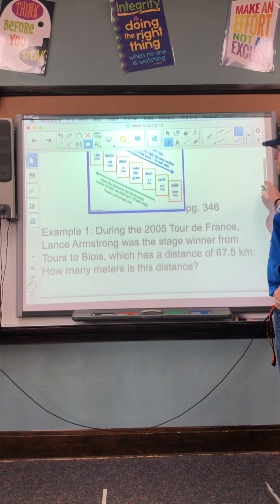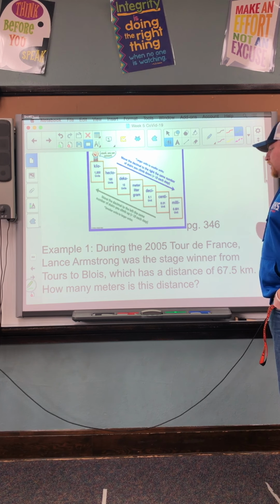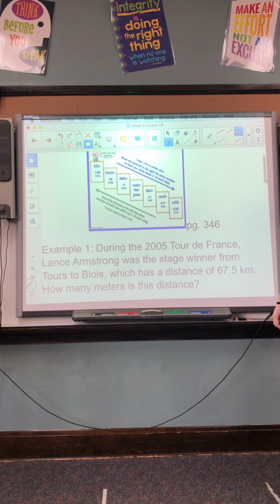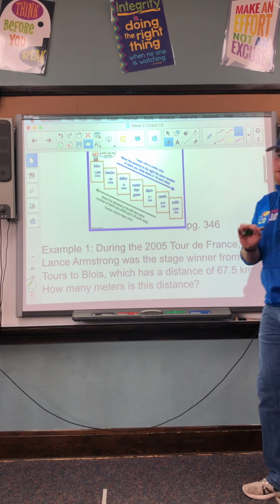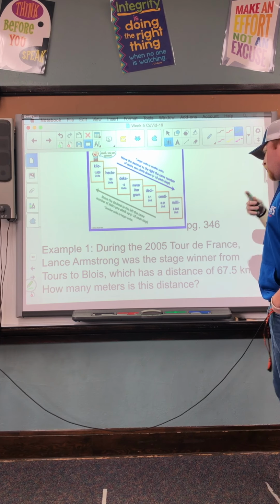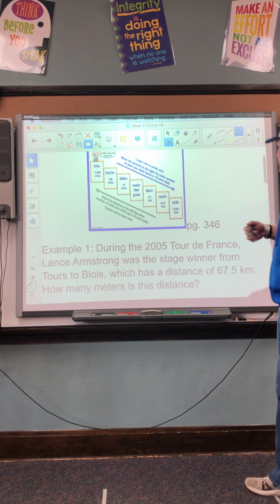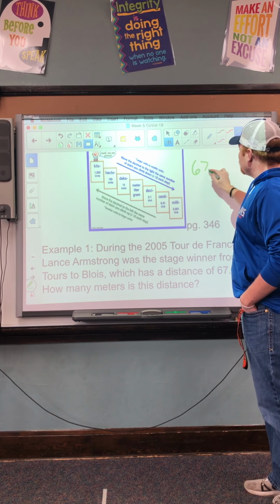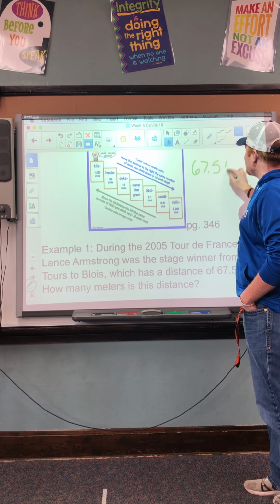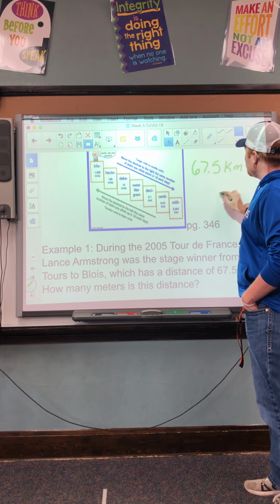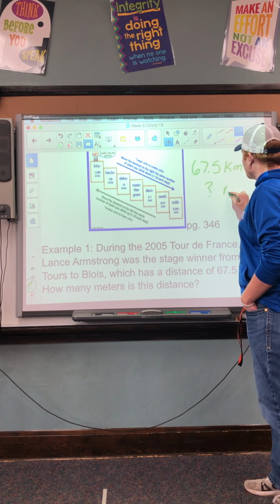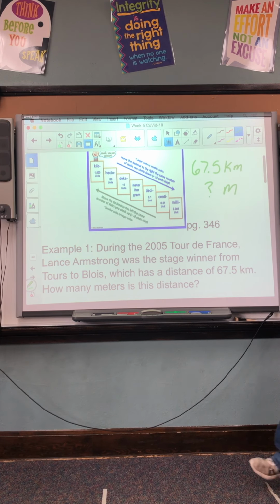Okay, so example 1. During the 2005 Tour de France, Lance Armstrong was the stage winner from Tours to Blois. I believe that's how you say it. I'm just guessing. Which has a distance of 67 and 5/10 kilometers. How many meters is this distance? So we have 67 and 5/10 kilometers, and we want to change it to meters. So how do we solve this?